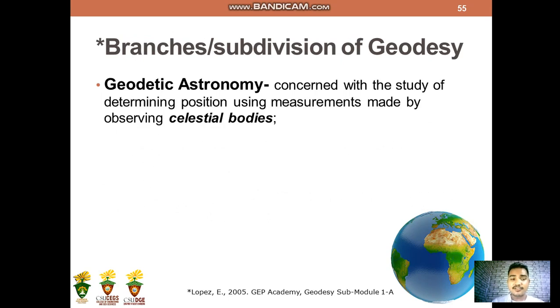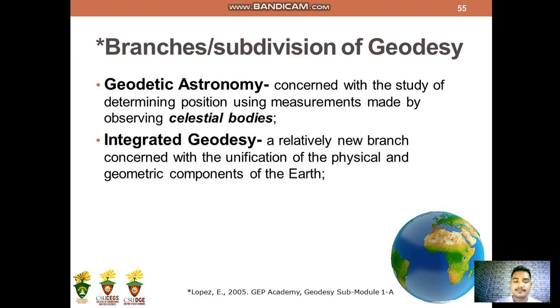And according to Lopez, there is another branch of geodesy, which is geodetic astronomy. Geodetic astronomy is concerned with determining position using measurements made by observing celestial bodies. So this branch of geodesy deals with locating or determining locations of points on the surface of the Earth using celestial bodies. Celestial bodies consist of stars, quasars, and other heavenly bodies.